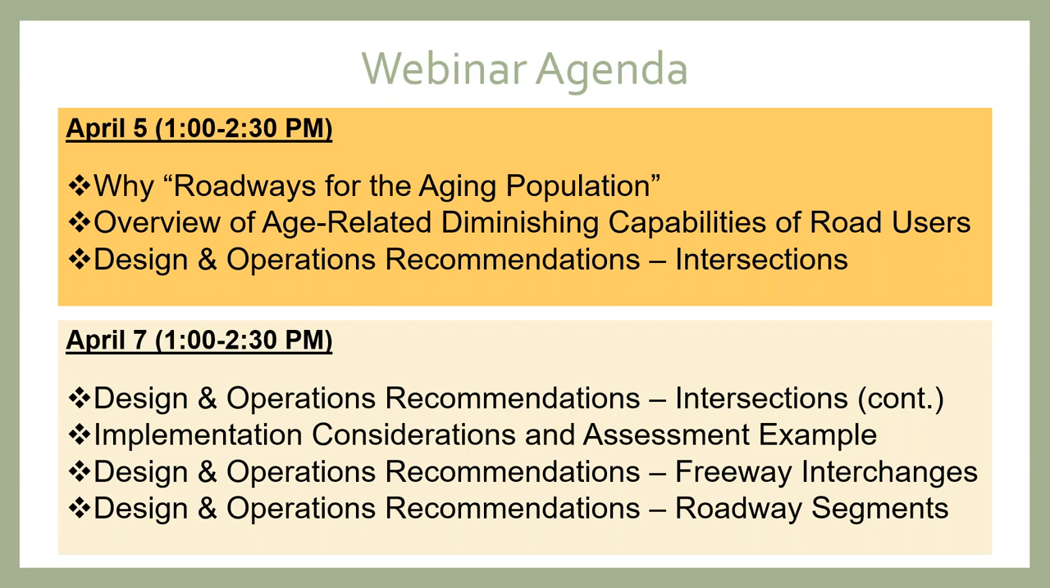If you did miss it, we started off with a discussion about why we have this workshop and why the focus on designing and operating roads for the aging population. It's really an amazing demographic shift where we are an aging society. And then we talked about the typical age-related diminishing capabilities for drivers and also pedestrians. It gives us insights into what we as transportation practitioners can do to make our roads safer, and especially accounting for some of these age-related diminishing capabilities.